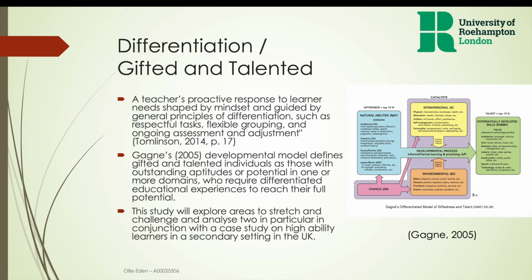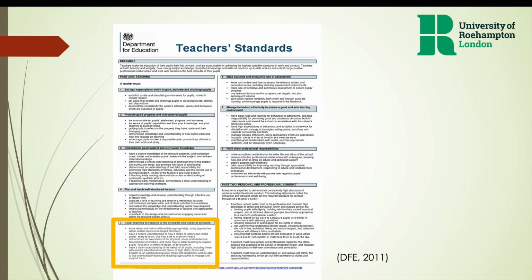Gagne's model, which you see to the right here, looks to help teachers focus on an area of specialty or expertise and look to develop it through their teaching methods to bring about the best possible outcome and opportunities for development. This study that we're going through today will look to focus on stretch and challenge and provide a case study on two high ability learners at a school in the UK.